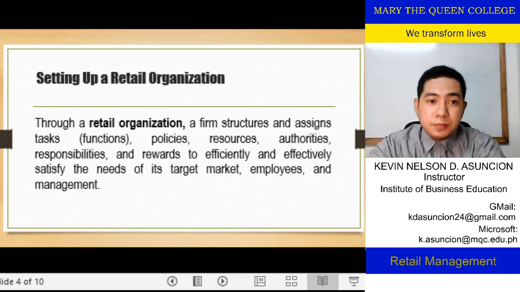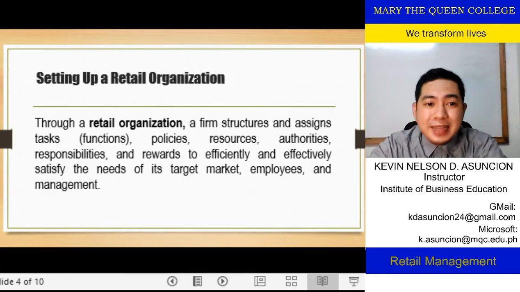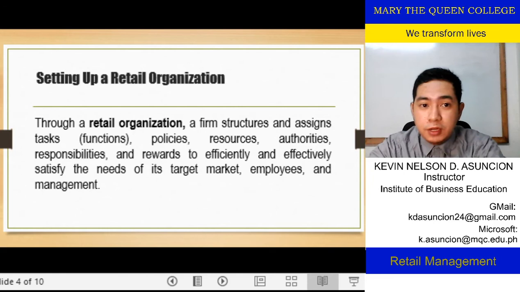Okay, so on setting up your retail organization, through a retail organization, a firm structures and assigns tasks, functions, policies, resources, authorities, responsibilities, and rewards to efficiently and effectively satisfy the needs of its target market, employees, and management. Okay? So, it's not just about the target market. That was our focus in the past.